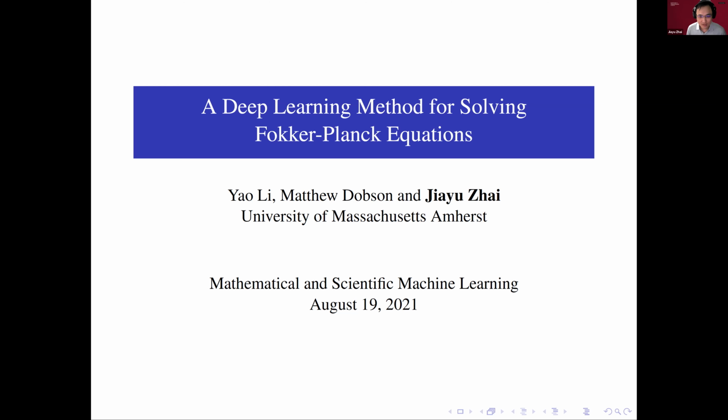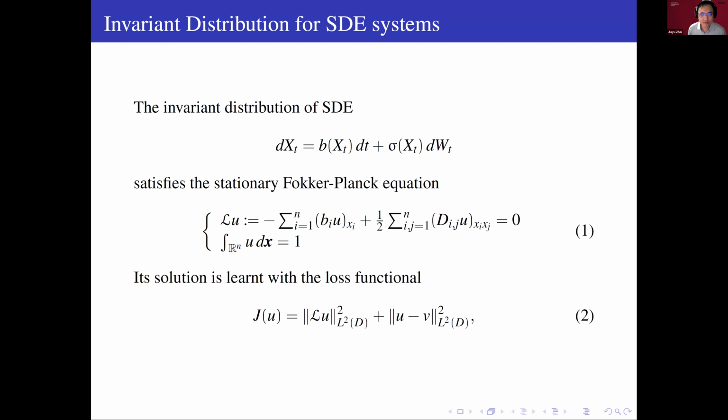So here I want to present our recent computational work on deep learning methods to solve Fokker-Planck partial differential equations. This is my collaborative work with Dr. Yao and Matthew Dobson. We are interested in the invariant distribution of a dynamic system driven by an SDE. It is well known that the density will follow the stationary Fokker-Planck PDE.